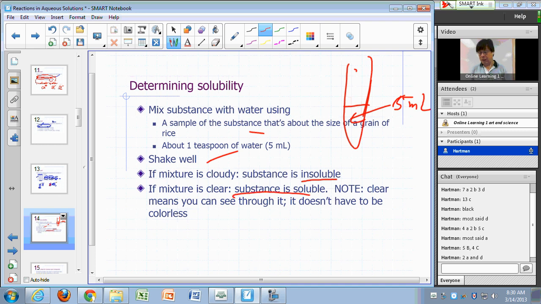then that means your substance is soluble. Now, when we say clear here, it's a common mistake students make in the lab. When we say clear, it means you can see through it. It doesn't have to be colorless. Students sometimes associate the word clear with colorless. It could be blue, but if you can see through it, it's uniform throughout. It's clear. It's transparent. Then that's what we mean by clear. And one other common mistake students make in the lab is to describe something clear as white. White is not clear. Clear means you can see through it. White is white. You can actually see white.